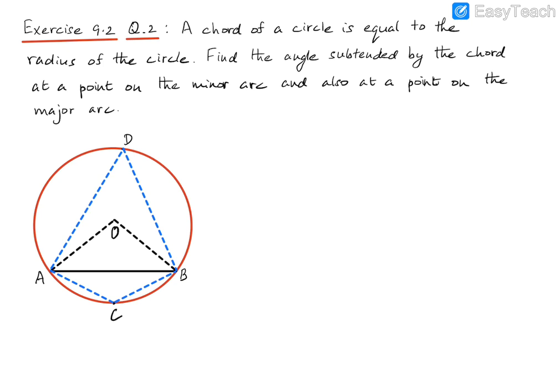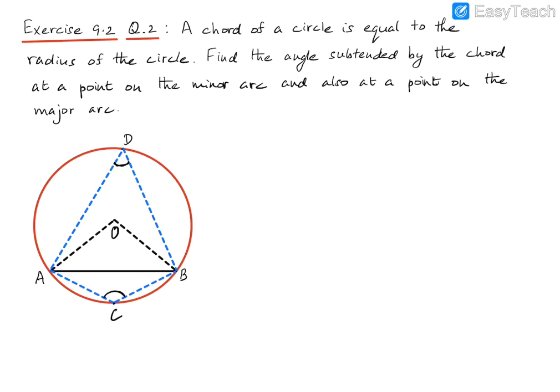So C is a point on the minor arc and D is a point on the major arc, and we are asked to find the angle ACB, which is this angle, and also the angle ADB, which is this angle. ACB is the angle subtended by the chord AB at a point on the minor arc, and angle ADB is the angle subtended by the chord AB at a point on the major arc of the circle. So this is what we have to find.